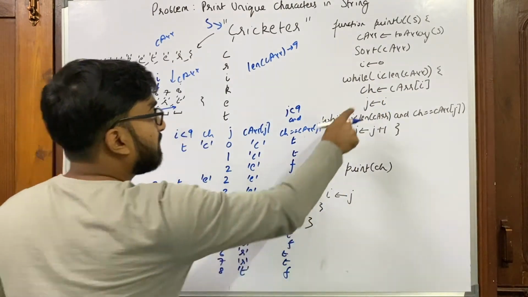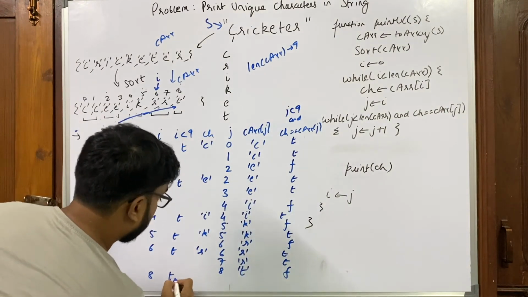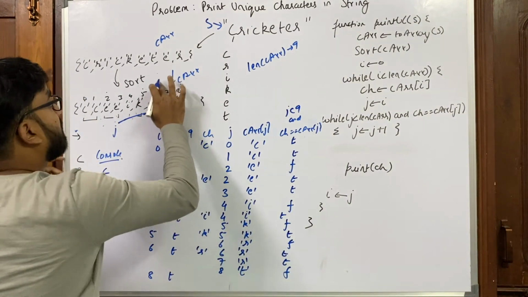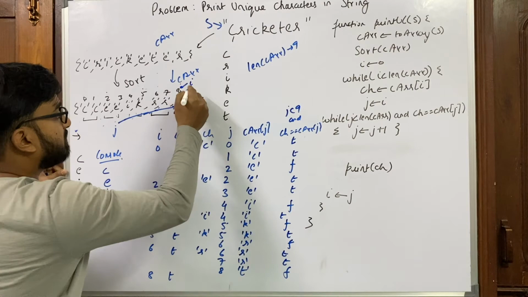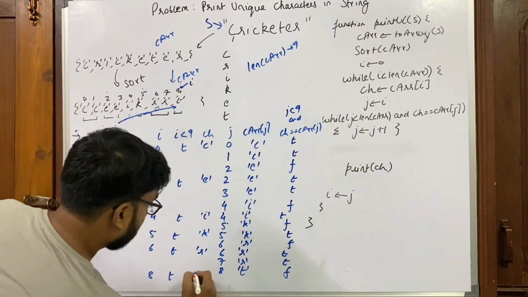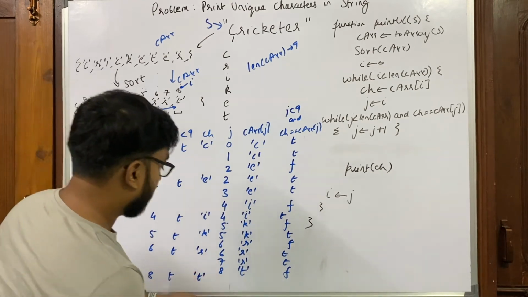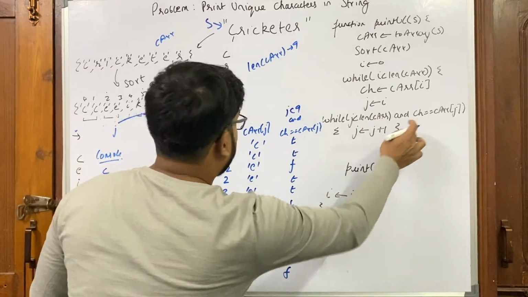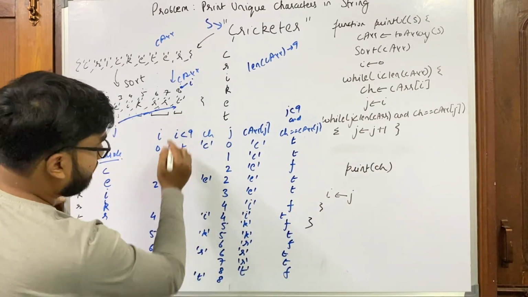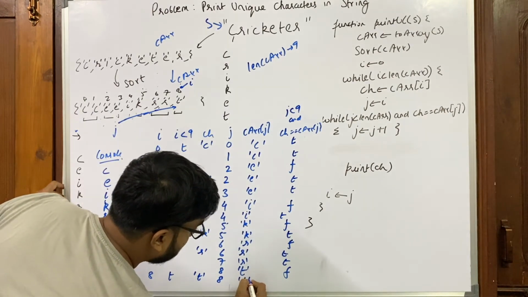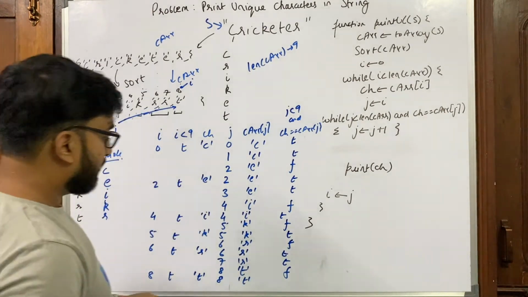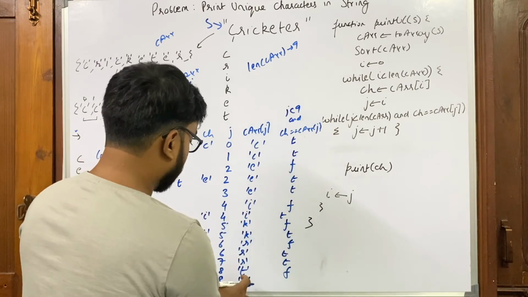8 is less than 9. Okay, true. Okay, I comes now here. Okay, so CARR of I is T. Okay, you set J to I, J becomes 8. CARR of J is now T, okay here, and you check the condition. 8 is less than 9 is true. CH equals CARR of J is true.